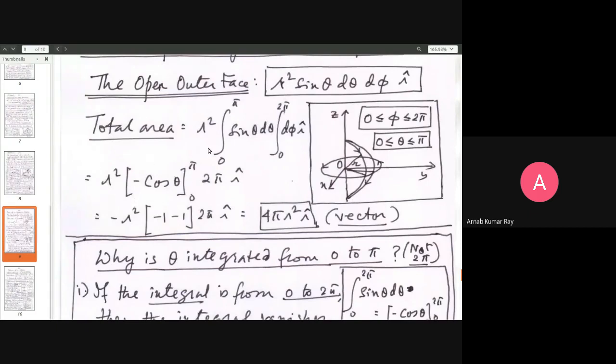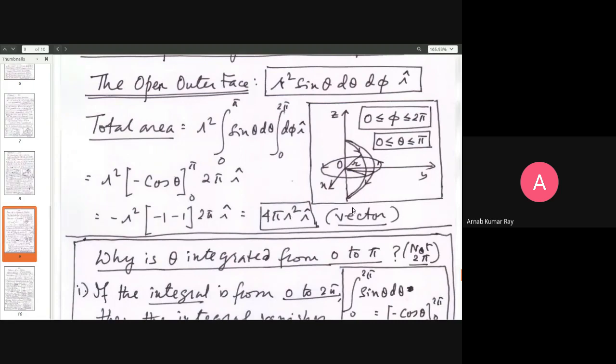So you will get r squared, integral of sine theta will be minus cos theta from 0 to pi, and then d phi will give you 2 pi r cap. Cos of pi will be minus 1, cos of 0 will be 1, so minus 1 minus 1 will be minus 2, and there's this minus sign already out here, so minus 2 into minus 1 will be plus 2. And this integrated from 0 to 2 pi will just give you 2 pi. That's very simple. So 4 pi r squared r cap.